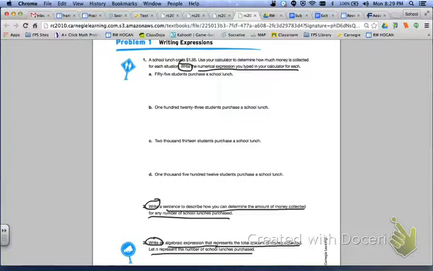For number 2, it says to write a sentence to describe how you can determine the amount of money collected for any number of school lunches purchased. And for number 3, write an algebraic expression that represents the total amount of money collected. N is going to represent the number of school lunches purchased.